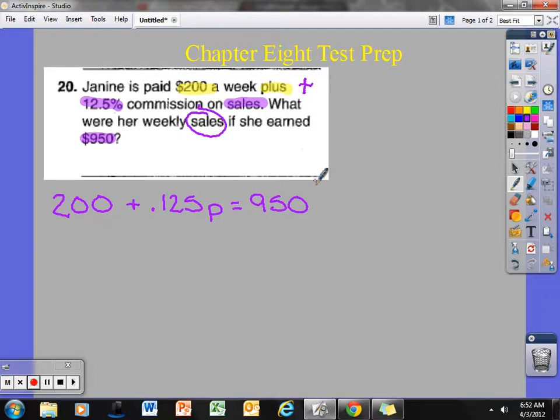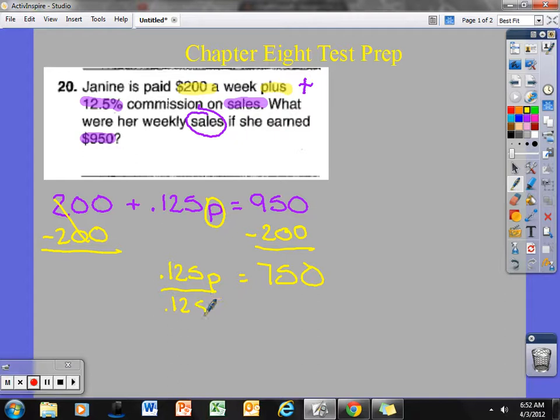Now it's just a simple algebraic equation that you and I both know how to solve. I'm trying to solve for 1P, not 125 thousandths of a P. So first thing I do is get rid of that 200, so subtract 200 from both sides. That cancels out and leaves us with 750 over here, which is equal to 125 thousandths times the number of sales she made last week. I want to figure out how many sales she made, so I'm going to divide both sides by this 125 thousandths. That cancels out.